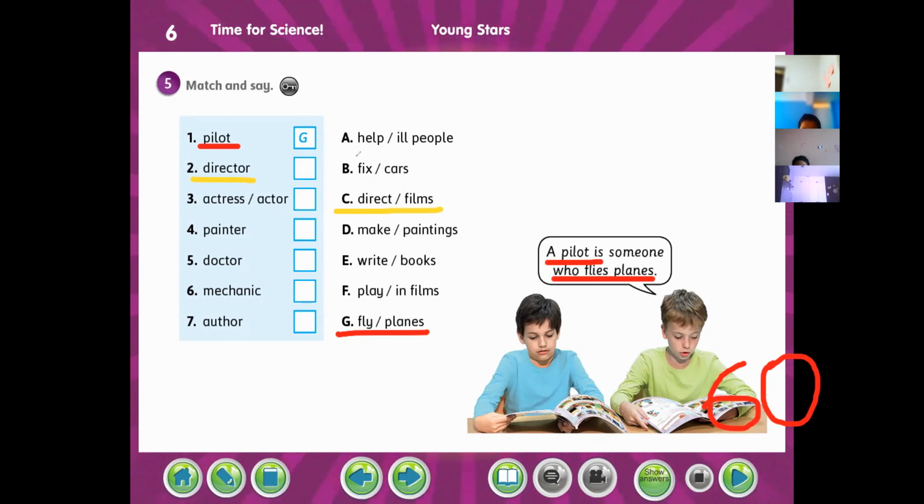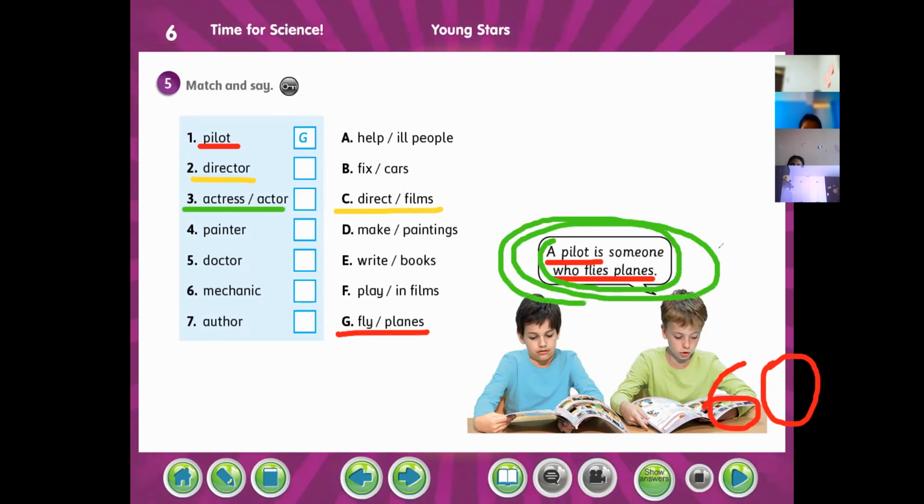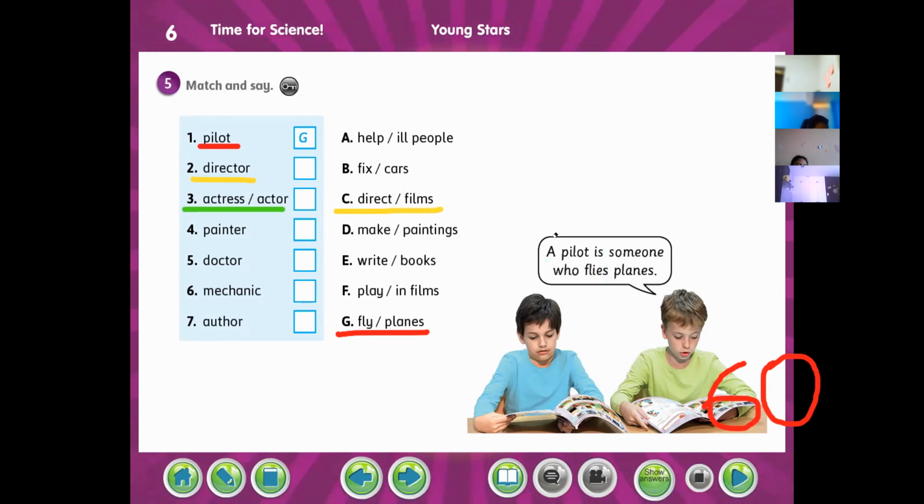Another student, please, tell me about an actress, an actor. Okay, Rommel, tell me. Make a sentence, please. An actor is someone who plays in films. Very good. Good job. Alessio, tell me about a painter. A painter is someone who makes paintings. Thank you, good. Valeria, please, tell me, a doctor. A doctor is someone who helps people. Yes, that is good.